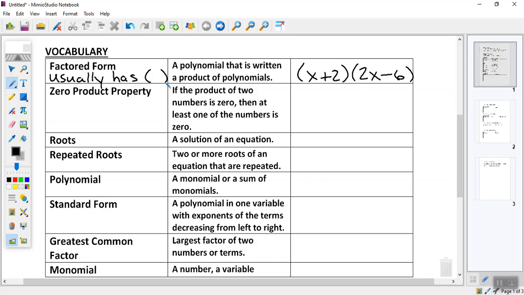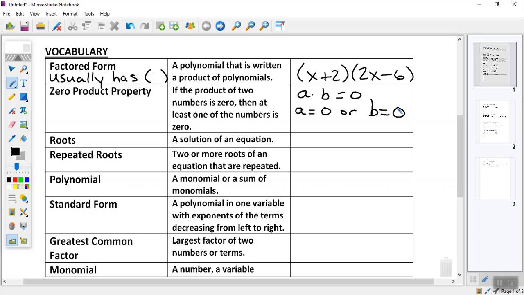Zero product. We kind of talked about this right here. It says if the product of two numbers is 0, then at least one of the numbers is 0. This is kind of like saying the following. If A times B equals 0, that means A must equal 0. Or what else could be true, kids? B could equal 0. If A times B equals 0, I don't know what A is, and I don't know what B is, but I know that A times B makes 0. One of those values, or maybe both of them, are 0, okay?